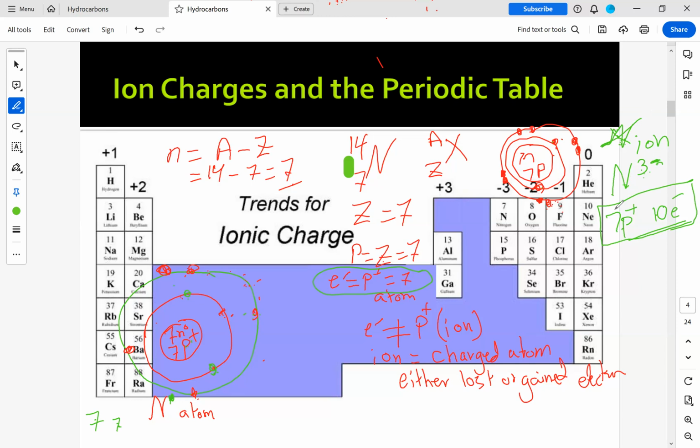Even without calculating it, nitrogen is in group 5, so it needs 3 electrons more, so 3 minus. This is the Bohr-Rutherford structure for the nitrogen ion.